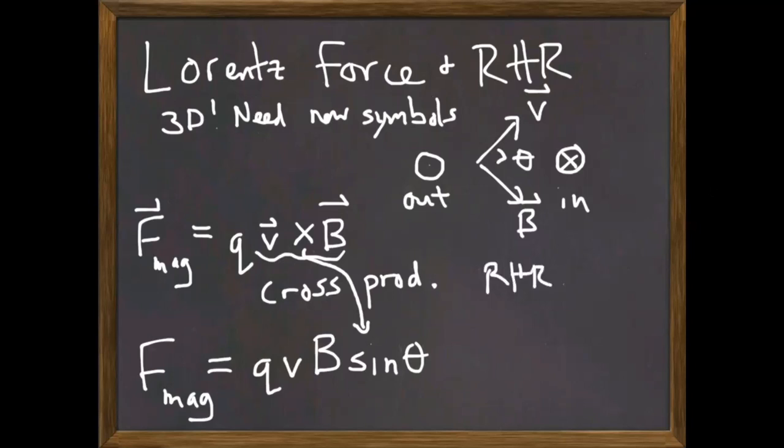So I'm going to try and describe it in words. There's some diagrams in the book for a slightly different approach. You can pick which one you like best. The right-hand rule, first you take your right hand. It's very important to start with your right hand. Point your fingers along the velocity and then curl them towards the magnetic field.